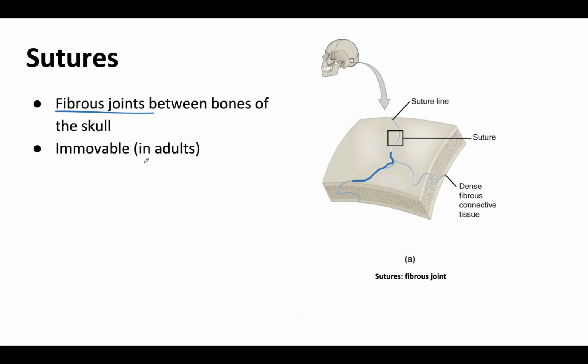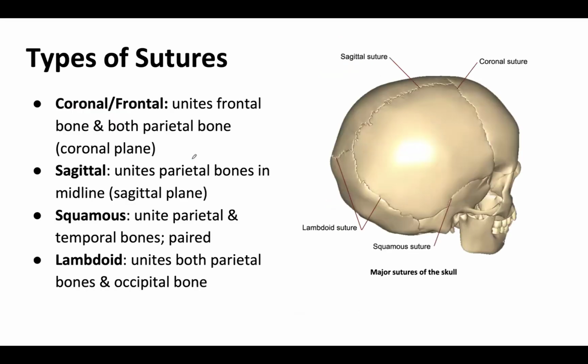Sutures are found between all the bones of the skull, and they are only found in the skull. So you won't find a suture in the lower limb. You'll only find them in the skull. Generally, these are classified as immovable, which is true for adult sutures, but in juveniles, these joints are going to be slightly movable. We'll talk a little bit more about that in a moment.